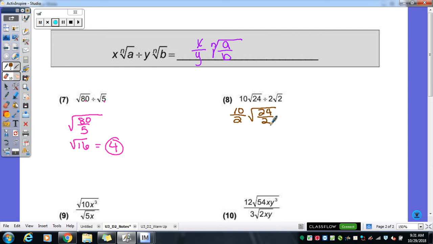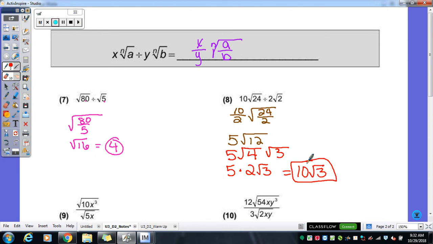So 10 divided by 2 gives us a coefficient of 5. 24 divided by 2 gives us a radicand of 12. And so now we need to simplify. What is our perfect square that goes into 12? 4 and 3. 4 goes first because that's our perfect square. What is the square root of 4? 2. And then I've got to multiply the 2 times the 5. So 10 radical 3 ends up being our final answer for that one.